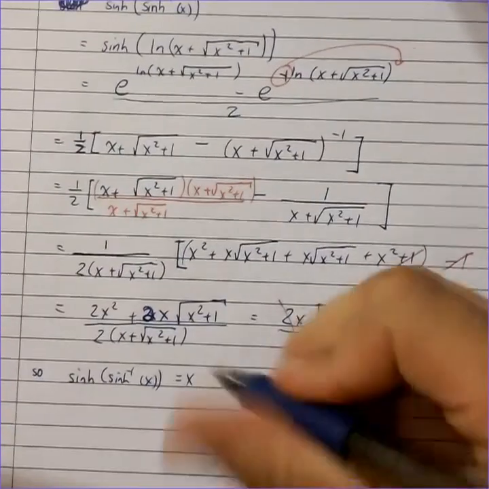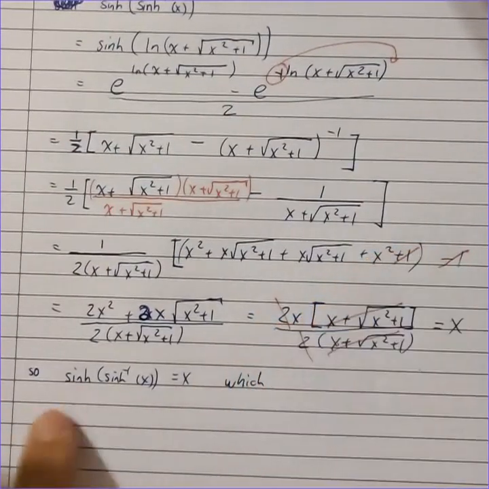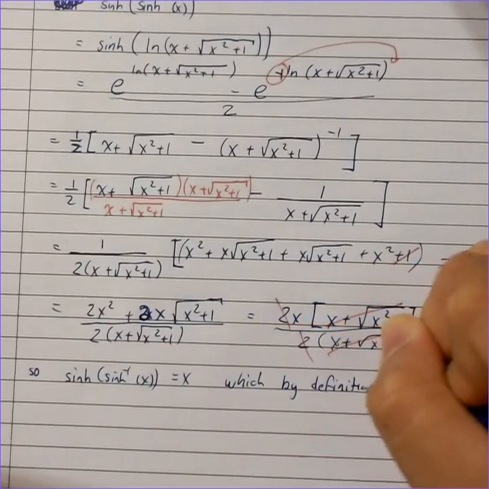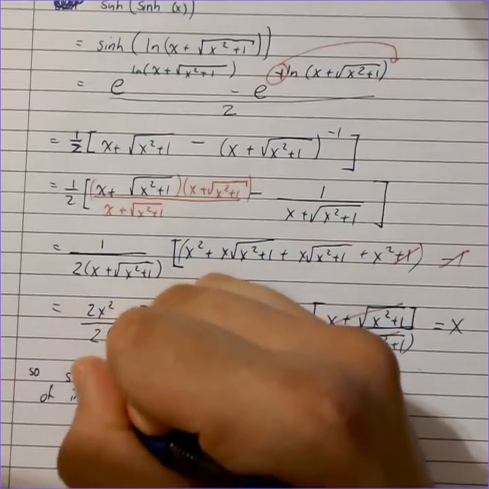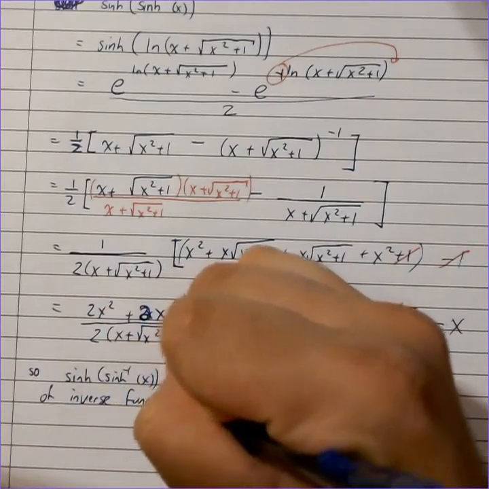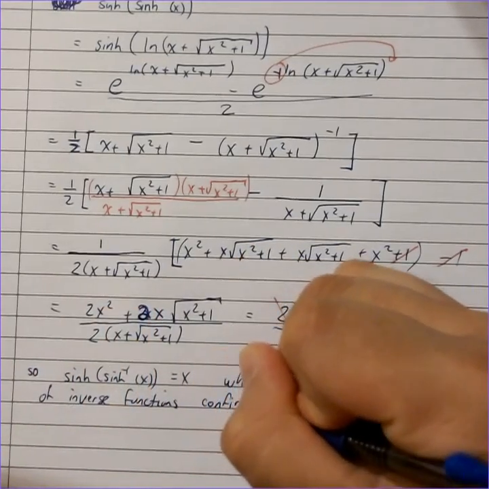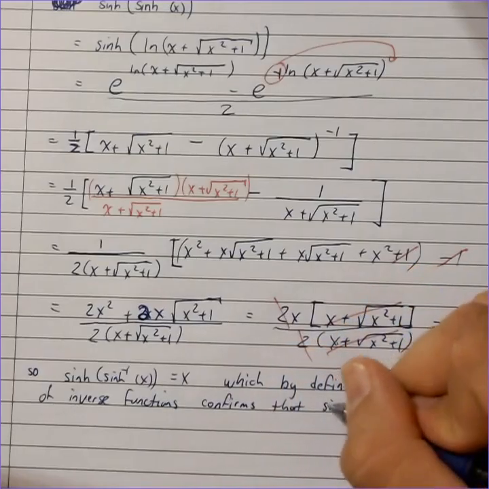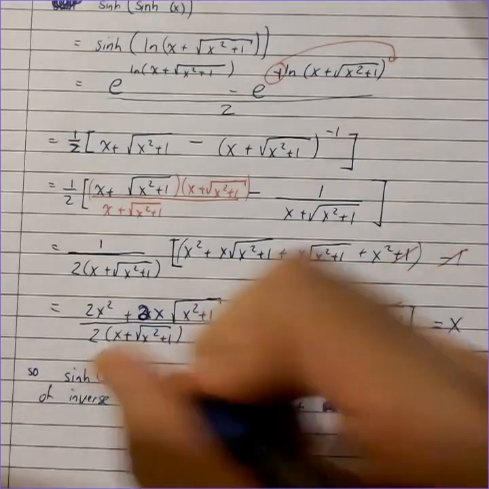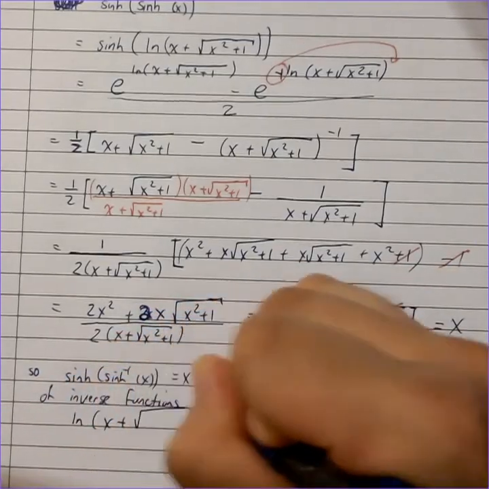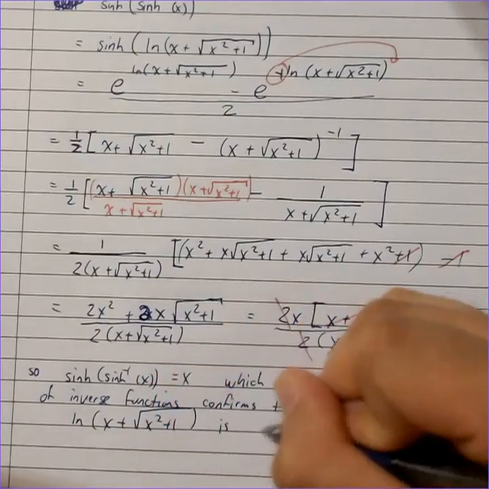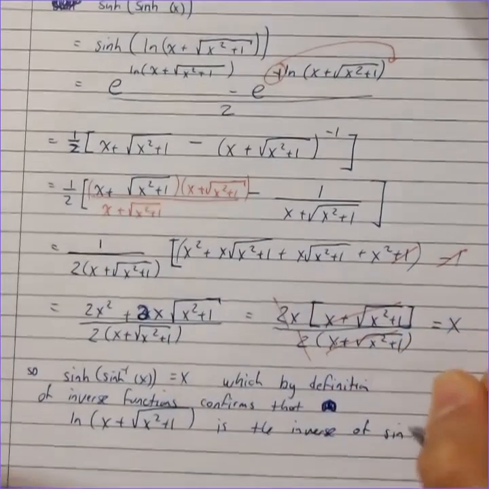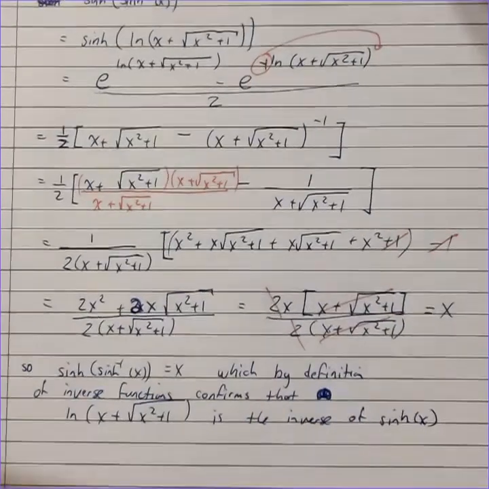So that is equal to x, which by the definition of what inverse functions are, confirms that what we defined as sinh inverse, the natural log of x plus the square root of x squared plus 1, is the inverse of the sinh of x. That confirms that that's true.